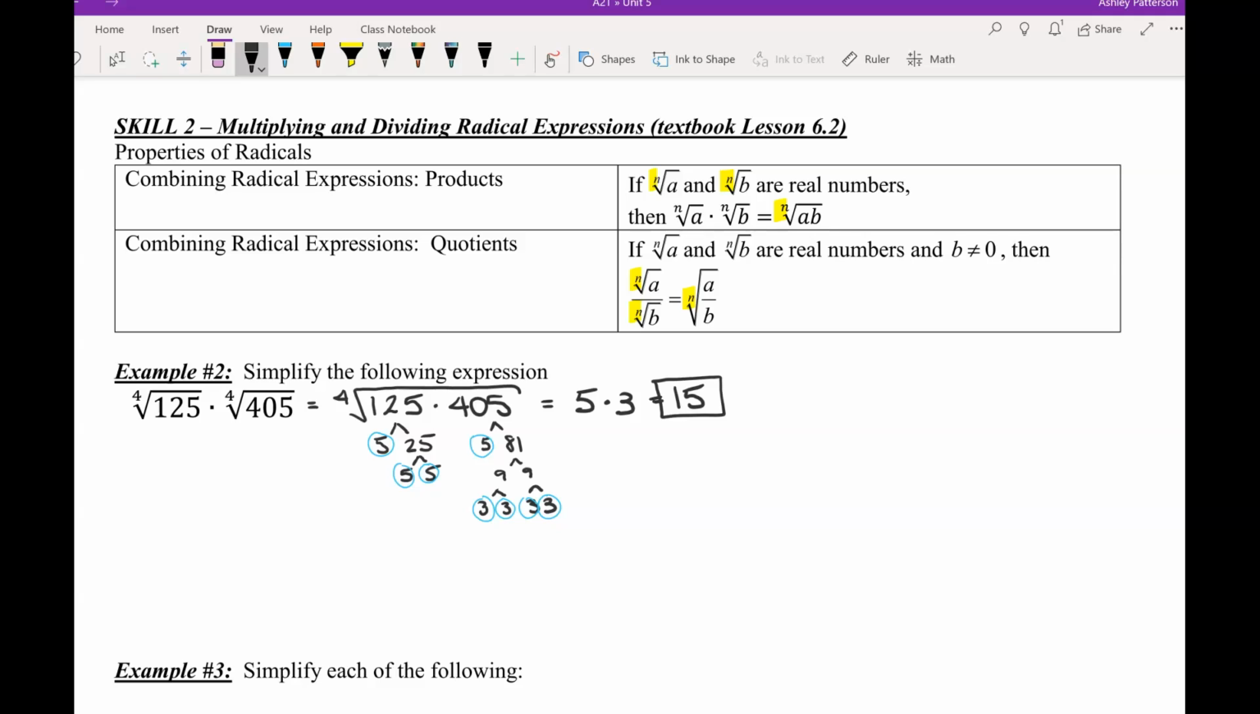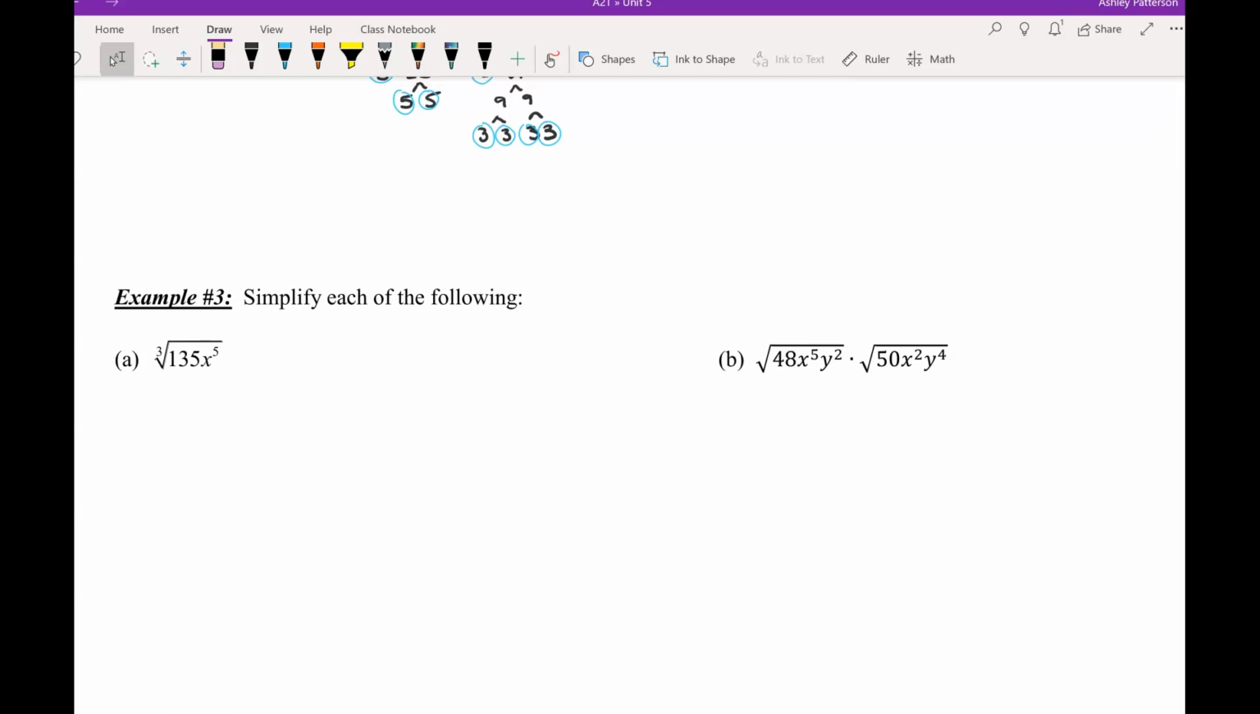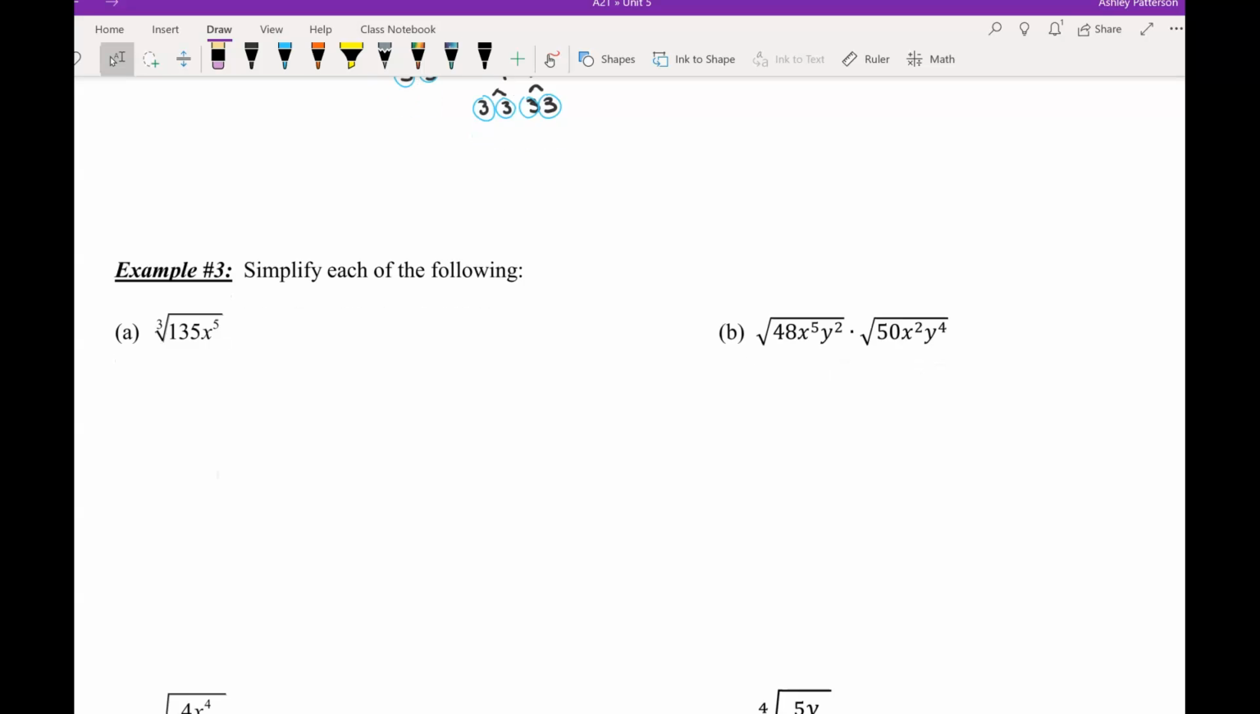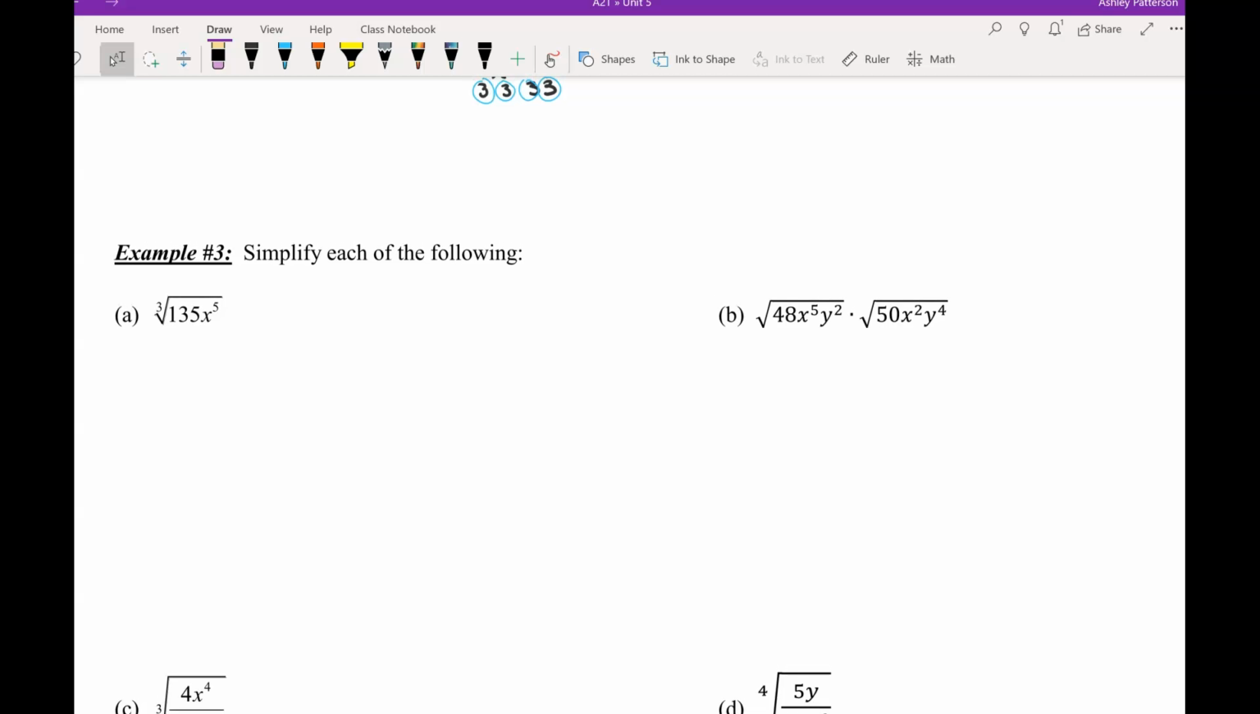Now, if there was stuff left over, we would have to put it underneath the fourth root. That's the easiest thing for us to forget, is to write the index. Okay, so take a look at example number 3, and it's asking us to simplify. Well, for A, it's asking us to simplify a cube root. We don't have to multiply or divide, so let's just simplify it, okay?